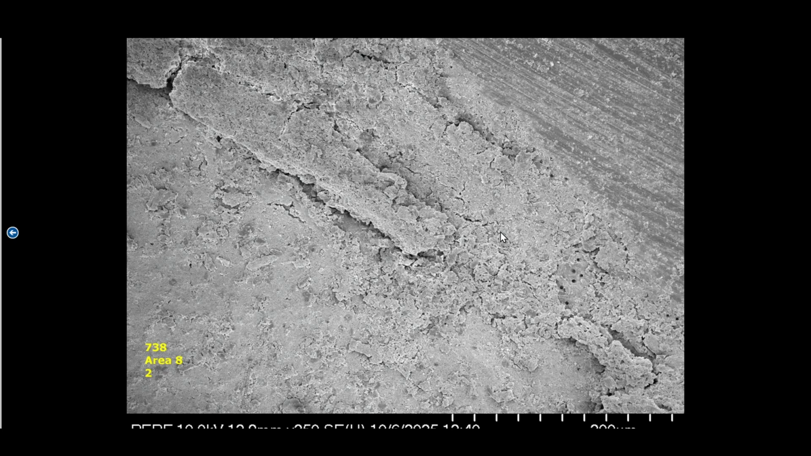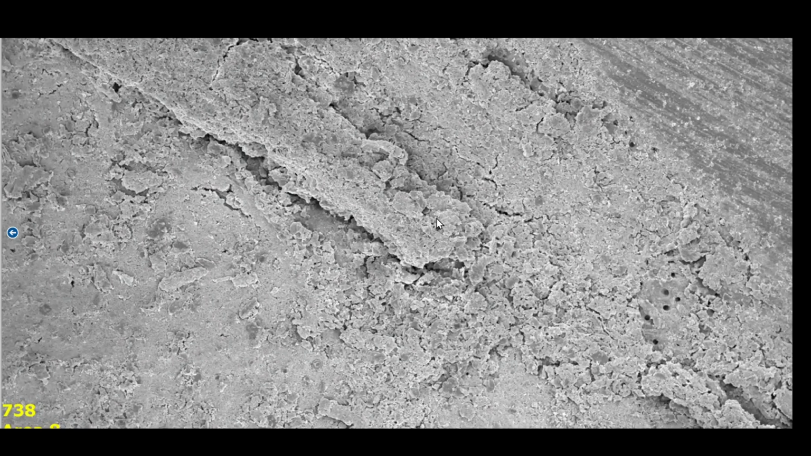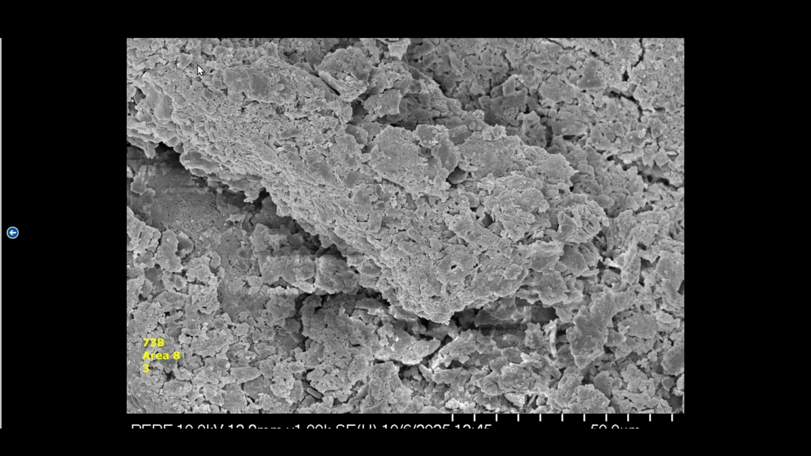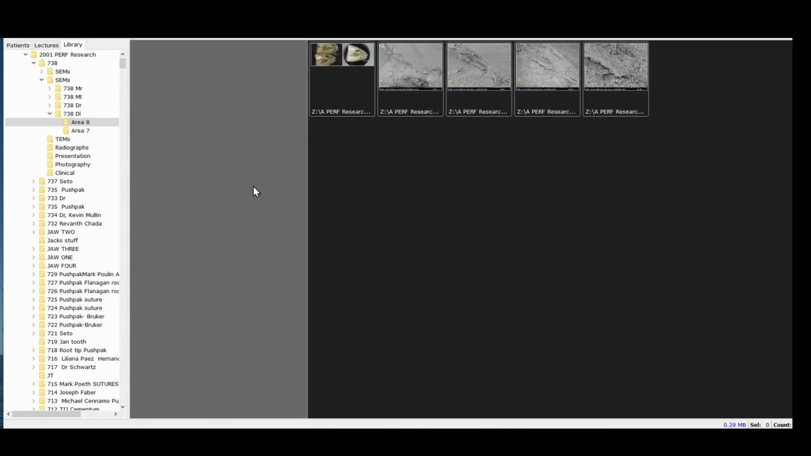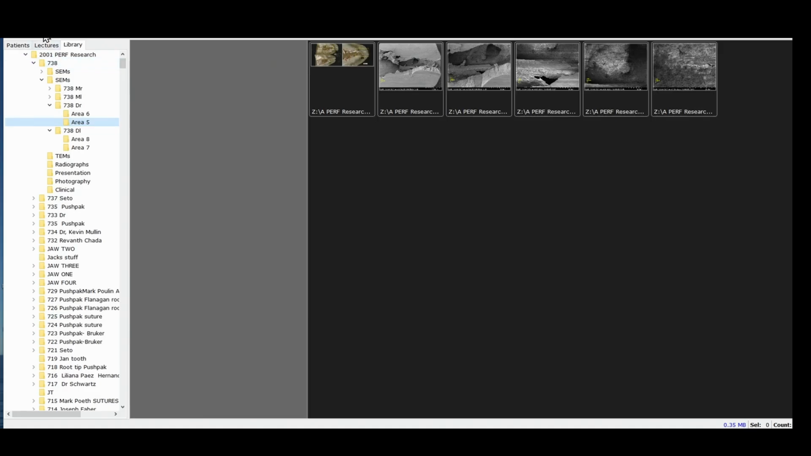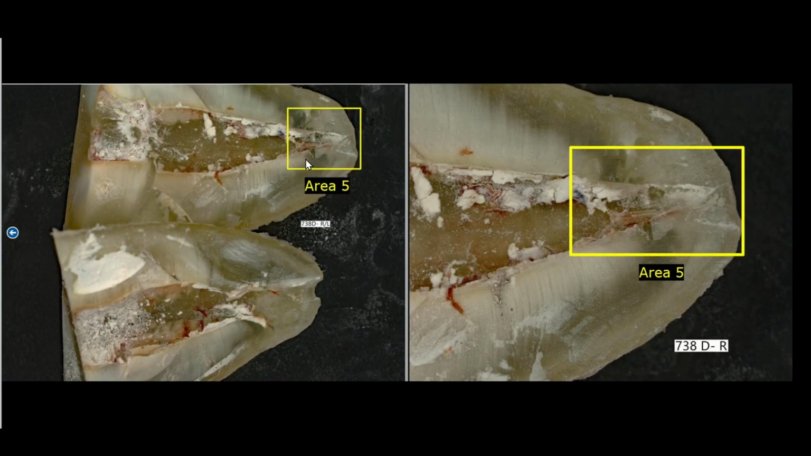Again, no bacterial morphotypes seen anywhere. And of course, a lot of red blood cells. Some dentinal tubules here, but most of the dentin is covered by this instrumentation or smear layer or pulpal tissue. This is all pulpal tissue here. So it's pretty much the same story no matter where we go. So I'm not going to spend a lot of time going through this.